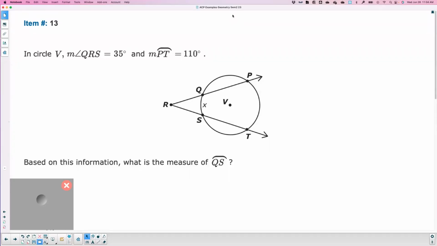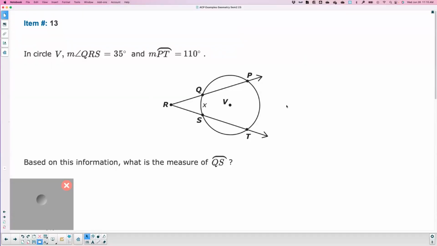Number 13, in circle V. Measure of angle QRS is 35 degrees and measure of PT is 100 and the arc PT is 110 degrees. Based on this information, what is the measure of RQS? I'll let you think on that for a moment.